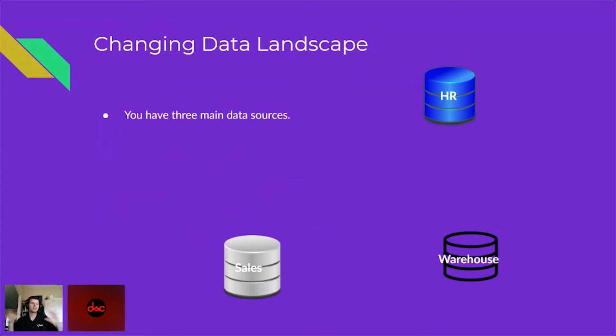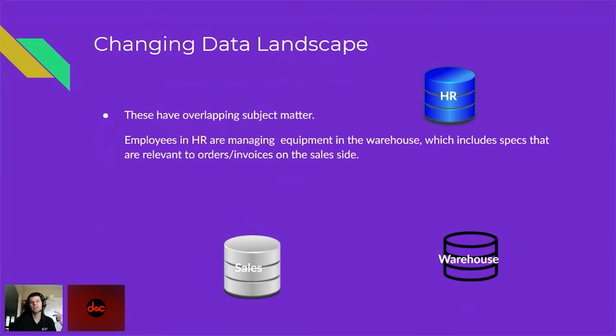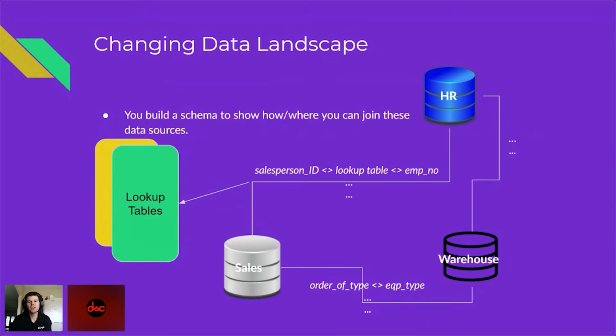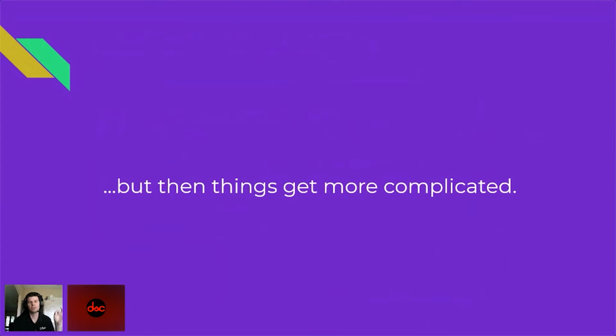So you're at some company, right? You have 3 main data sources. You've got stuff in HR, warehouse, and sales. Great. And this data all is related in some ways, right? So we know that employees in HR work in the warehouse, which has equipment that's being sold by the sales department, right? Or specs. So we make some way to tie these things together. You have some data management schema. We have lookup tables. We tie these things together so you can write your SQL queries to get the connections that we want to see.